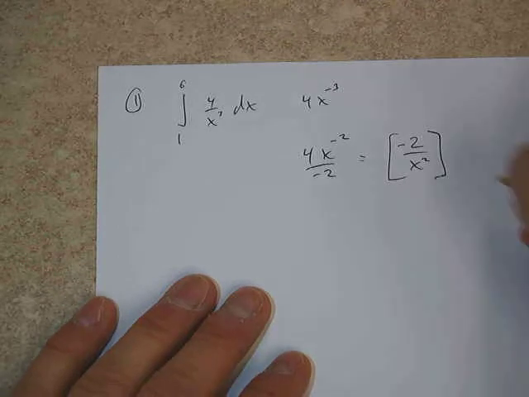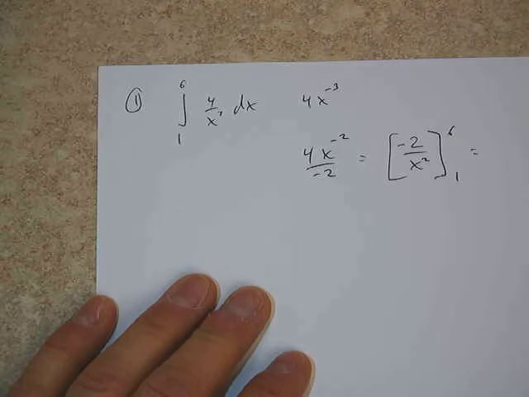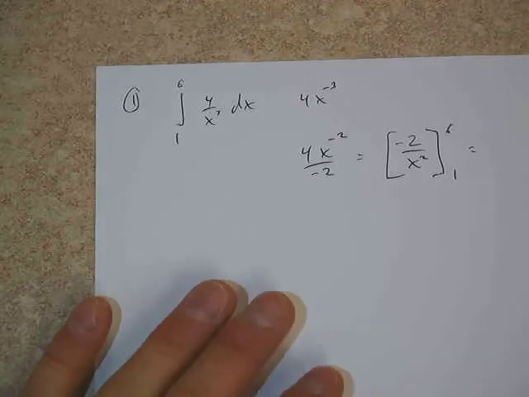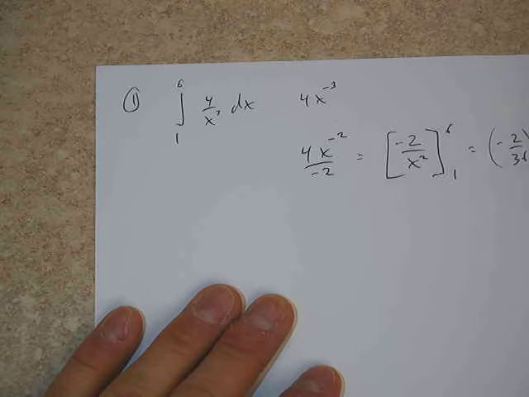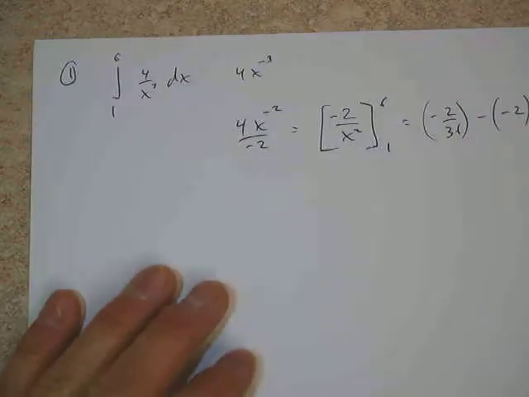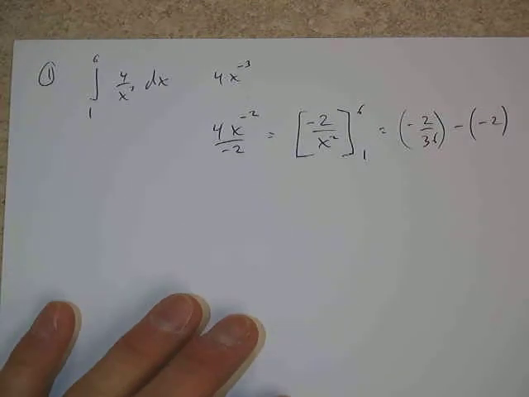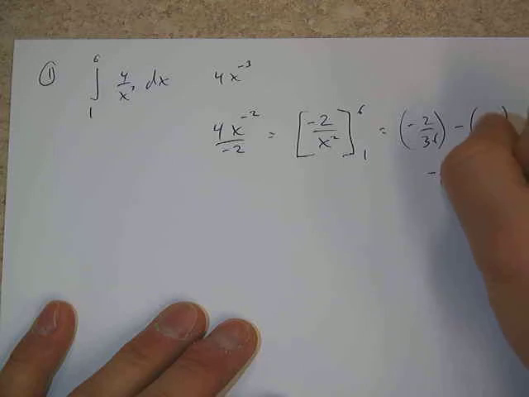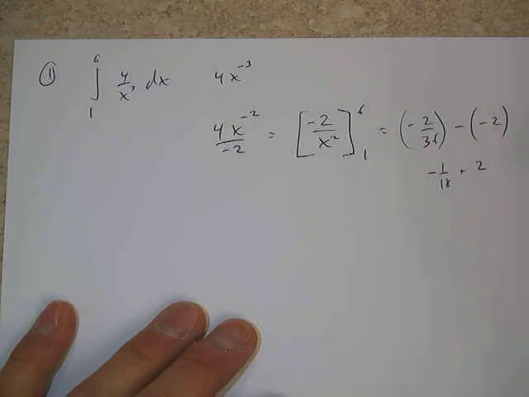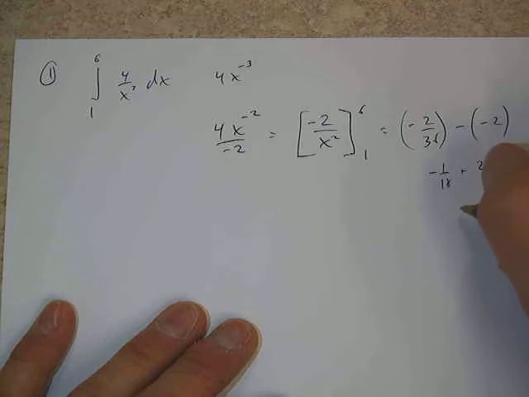So I would. And if we evaluate that from 1 to 6, put our 6 in there, we're going to get negative 2 over 36 minus negative 2 put our 1 in there. And with that, we have negative 1/18 plus 2. They have it as an improper fraction here, so 2 would be 36/18. So we'd get 35/18, which should correspond to B.